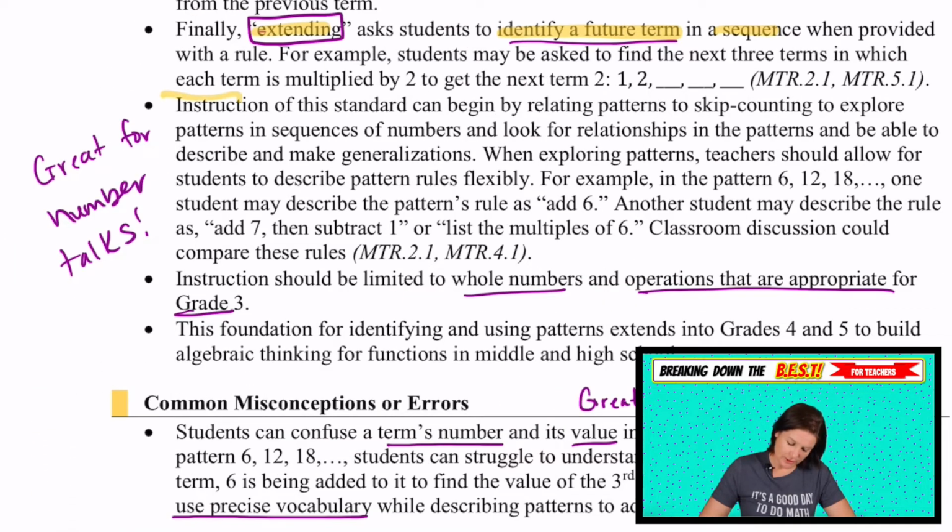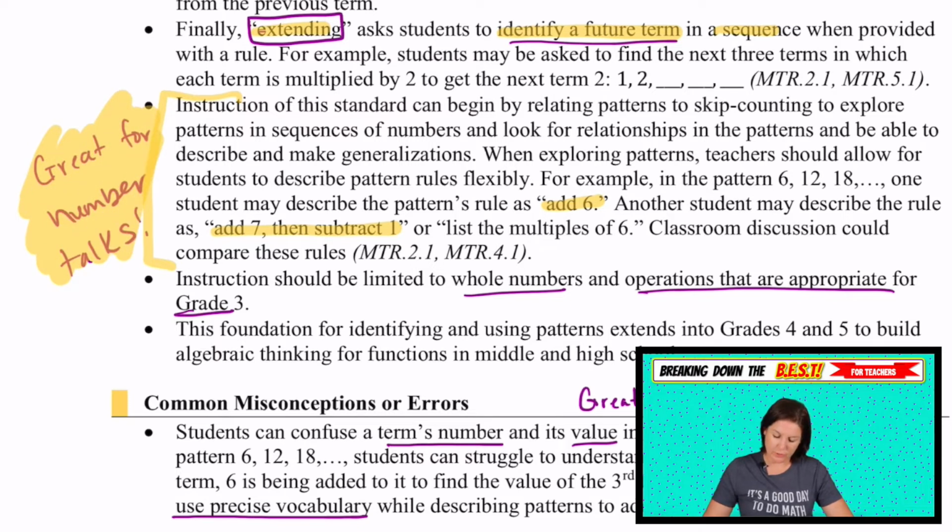I love this section here because they're talking about where someone might come up with a rule of add 6. Another person might say, well, what about the rule add 7, then subtract 1? And I was saying that these would be great for number talks when you see a pattern to list a few different examples for it, which we do in Taking on the B.E.S.T.